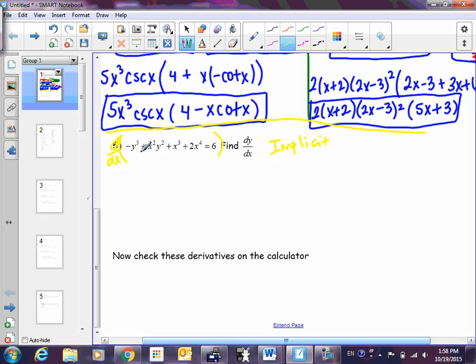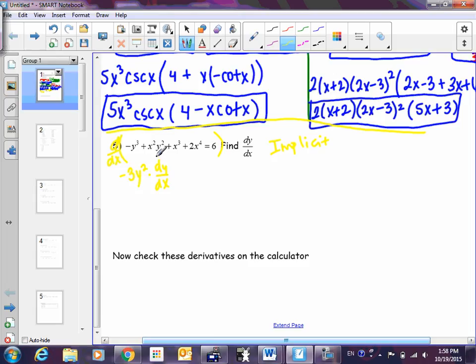Okay, so what is the derivative of negative y cubed? Negative 3y squared times dy over dx. All right, what about the next thing? x squared y squared.